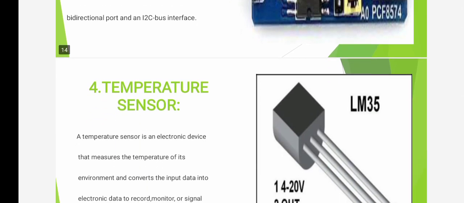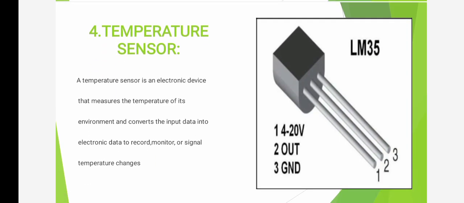The next one is temperature sensor. A temperature sensor is an electronic device that measures the temperature of its environment and converts the input data into electronic data to record, monitor, or signal temperature changes. This is the temperature sensor. In this temperature sensor, 3 pins are there. One is the voltage pin, another one is the output pin, and another one is connected to ground.